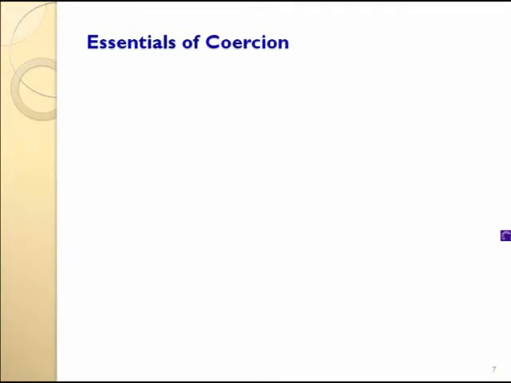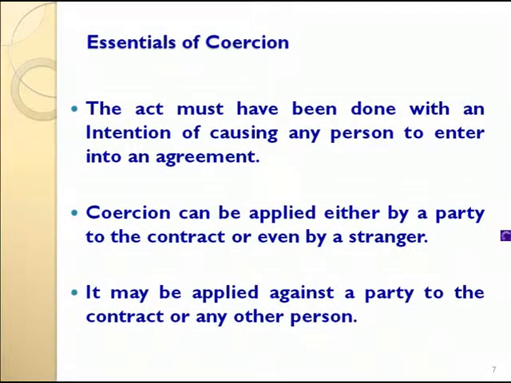Now, what are the essentials of coercion? There are three points, you can take them one by one. First, the act must have been done with the intention of causing any person to enter into an agreement. This is purely an illegal intention which one person had. Therefore, he gave a threat to another party because he wanted to make him a party of the agreement. He wanted to take the acceptance or consent of that party. Therefore, he had done that.